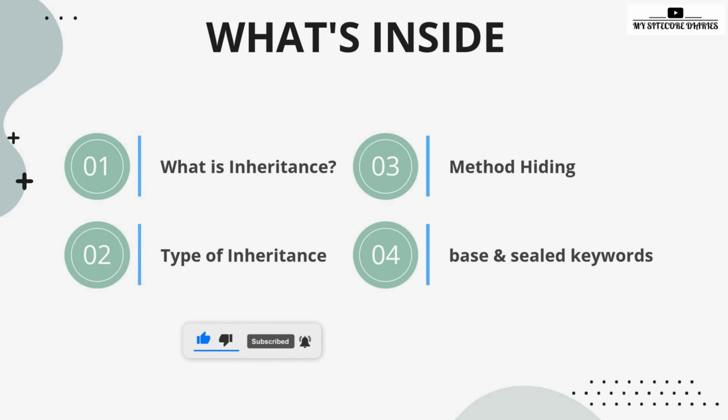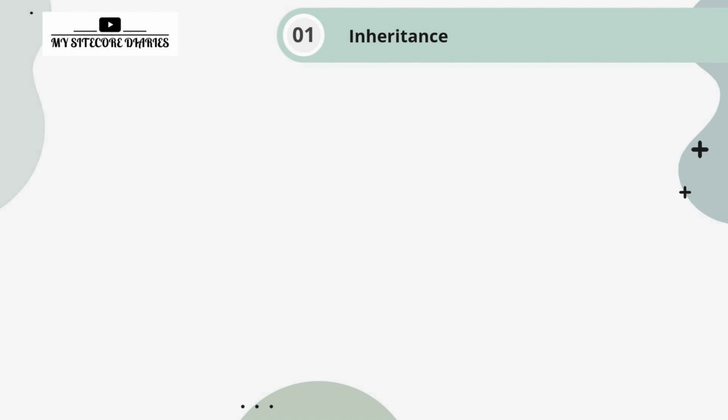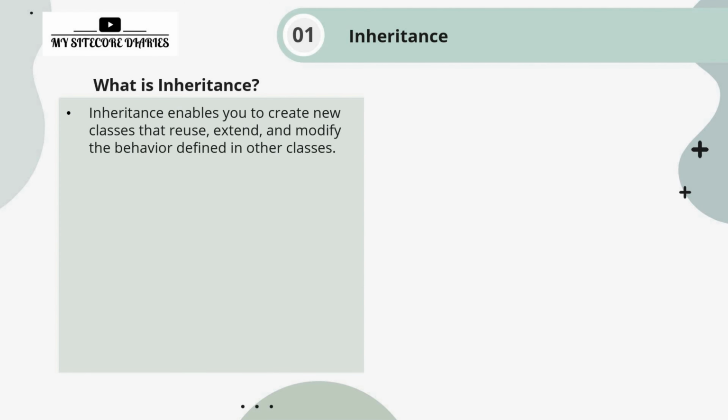So let's start today's topic, inheritance. First of all, what is inheritance? Inheritance enables you to create new classes that reuse, extend, and modify the behavior defined in other classes. So you can extend, reuse, or modify the existing class itself in another, new class. That is called inheritance.